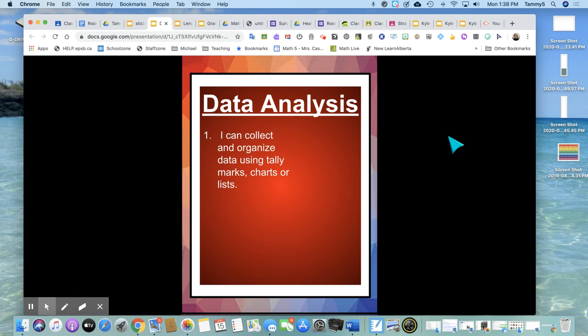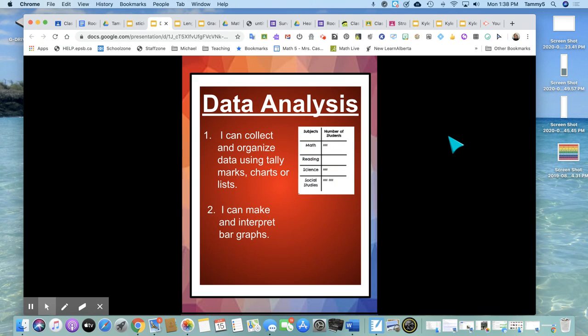There are two I can statements for this unit. I can collect and organize data using tally marks, charts, or lists. Number two, I can make and interpret bar graphs. Now you should be thinking to yourself, this is really a review of what we've done in class already, because we've done this in science.